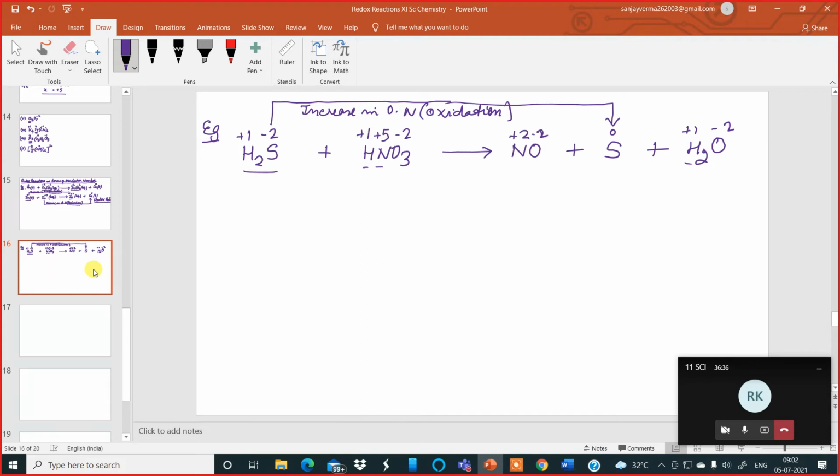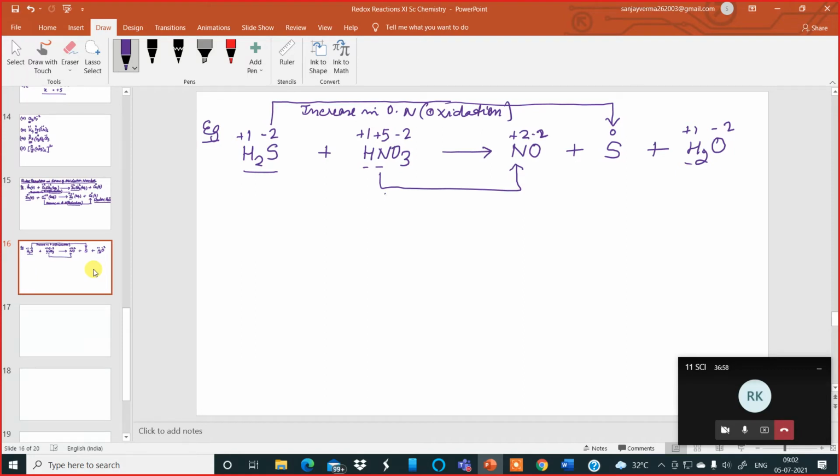Nitrogen is plus 5 in nitric acid, and it is becoming plus 2 in nitrogen monoxide. Have a look at this. So what is happening? Nitrogen plus 5 is becoming plus 2. So is it increasing or decreasing? Very good. It is decreased.